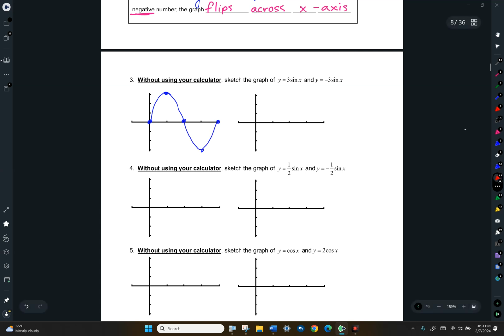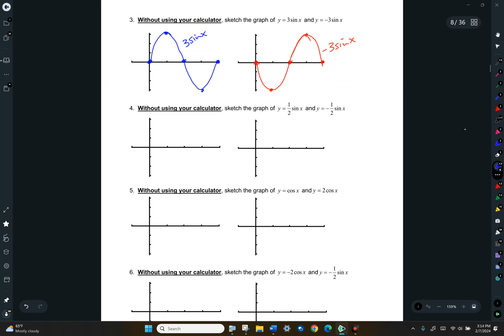And then -3. The zeros are still going to stay the same, right? Start, end, and halfway at 0. But instead of starting by going up, it's going to start by going down because it's flipped across the x-axis. So there is my -3. So this is -3. And remember, this one was the +3. Okay?